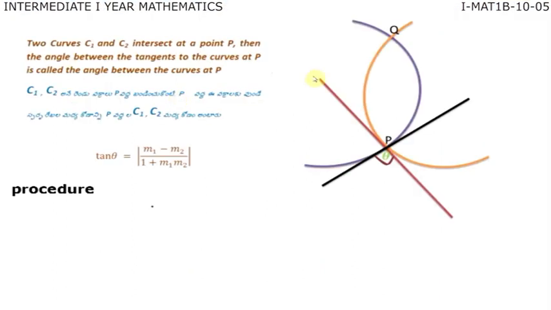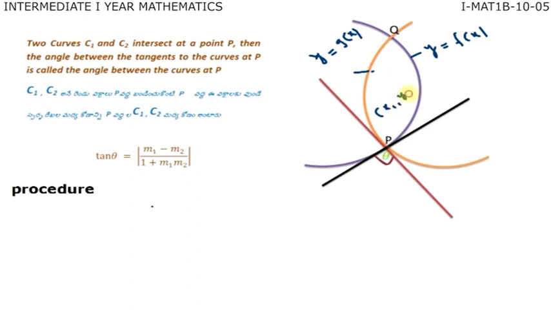Now the first question, before that, here what is m1, what is m2, let us discuss here. So this is the first curve. Take this as y is equal to f of x. And this is the second curve. Take this as y is equal to g of x. Let this be the point. These coordinates are x1, y1.